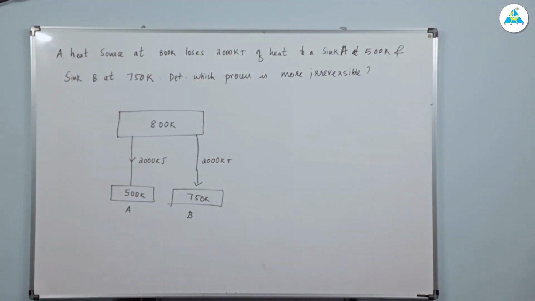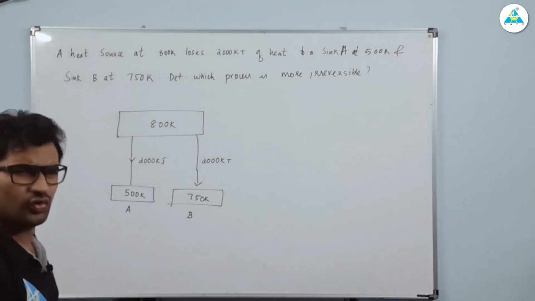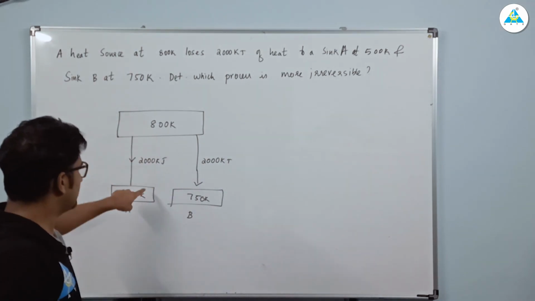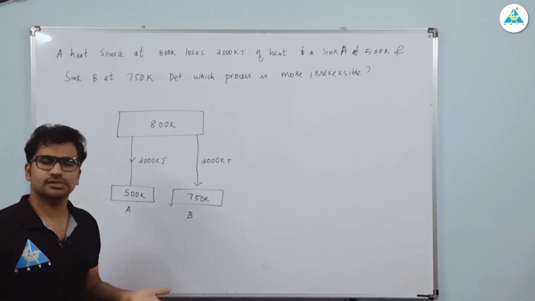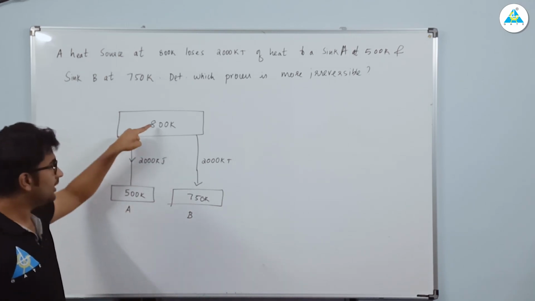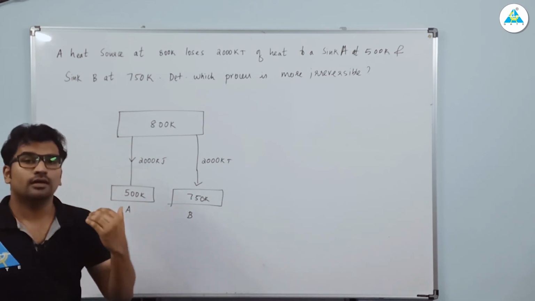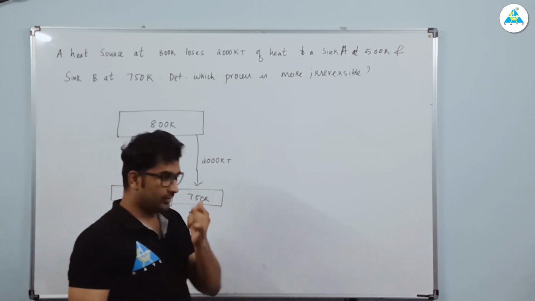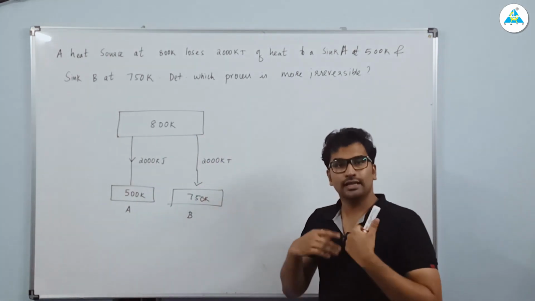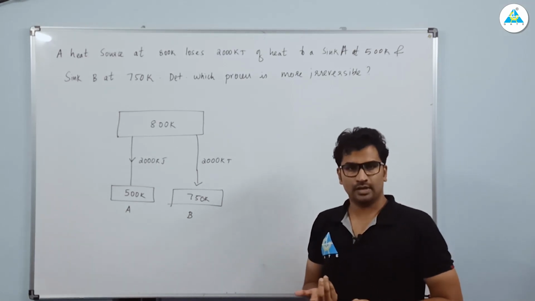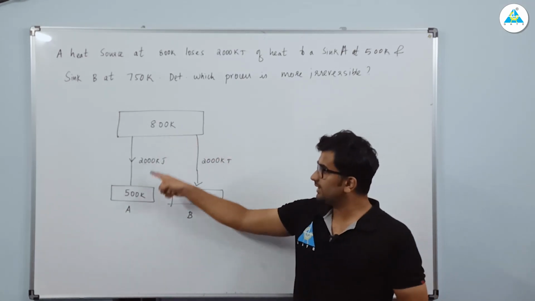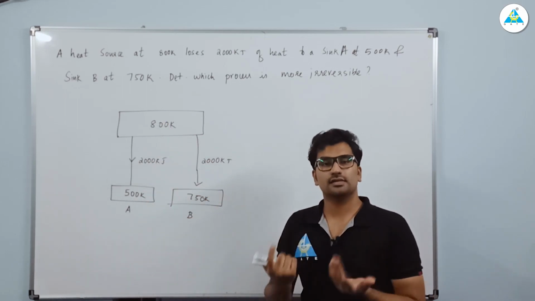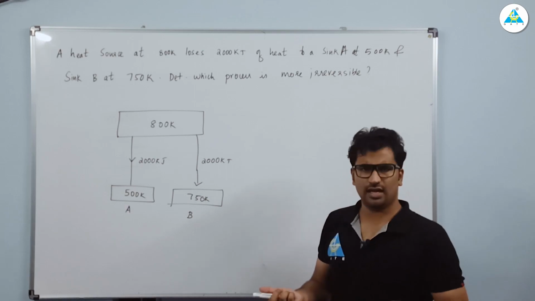So first of all, there is no need to solve this particular question, because you know, if the driving force is more, definitely that process will be more irreversible. Clear? 800 to 500 Kelvin heat transfer will be more irreversible compared to 800 to 750. Whenever the temperature difference is small, that process will be less irreversible. But here the temperature difference is more, so that will be more irreversible. So your answer will be A, no problem.